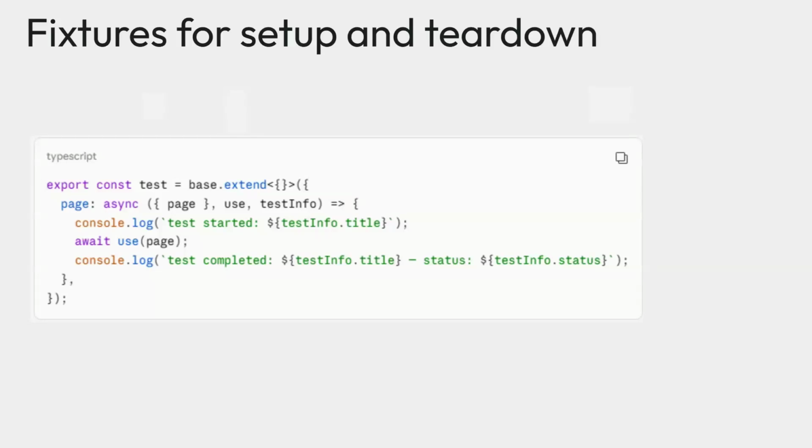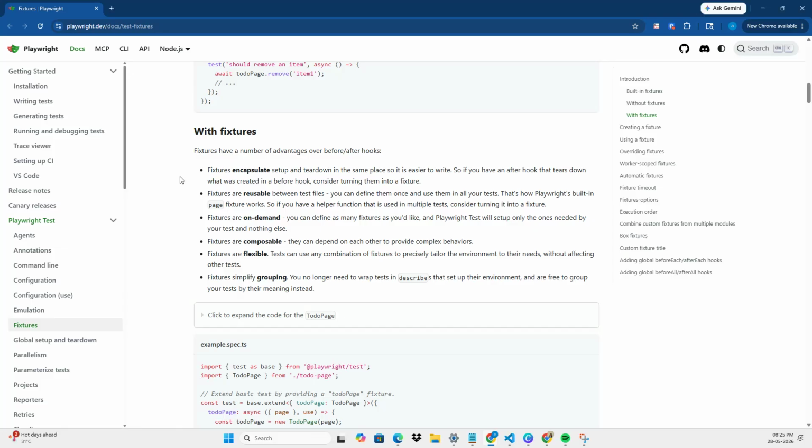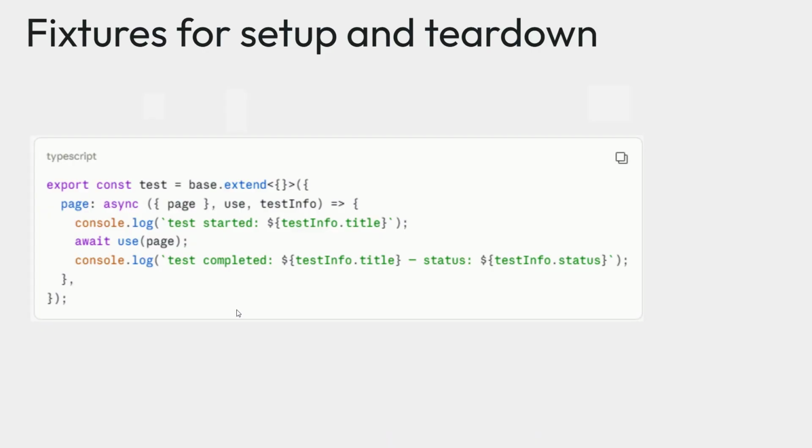Fixtures can also be used for setup and teardown. If I go to the official documentation of Playwright, it clearly calls out the advantages of fixtures over before and after hooks. It encapsulates better and it is more flexible to use fixtures compared to the hooks. So let us now understand how fixtures help with setup and teardown.